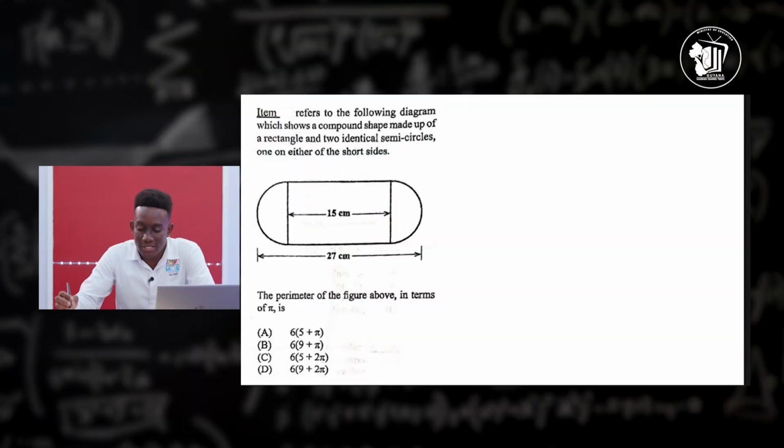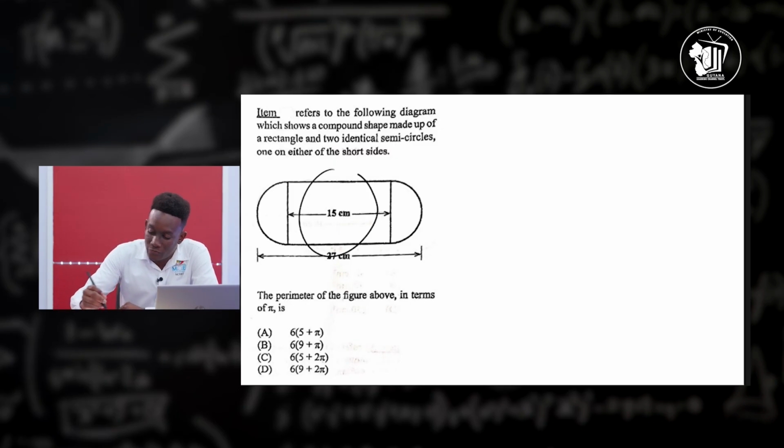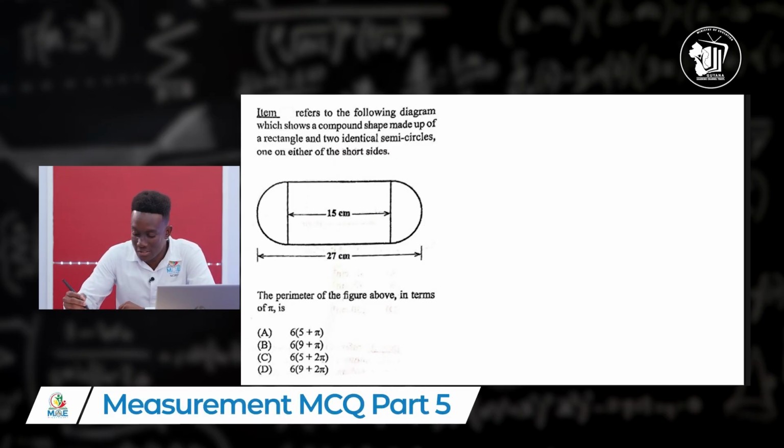So the next question says, the item refers to the following diagram, which shows a compound shape made up of a rectangle and two identical semicircles, one on either side of the short sides. The perimeter of the figure above in terms of pi is, so we want to find the perimeter of the shape. We can find the perimeter of this piece here, and then the arc length of these two semicircles, which will actually total up to one circle.